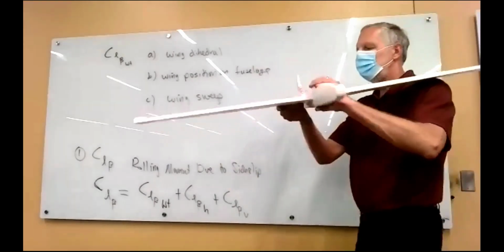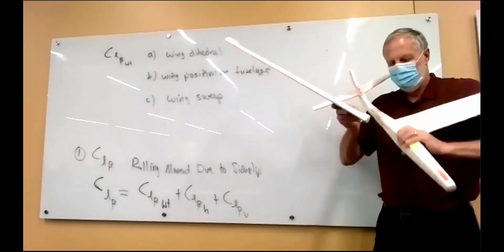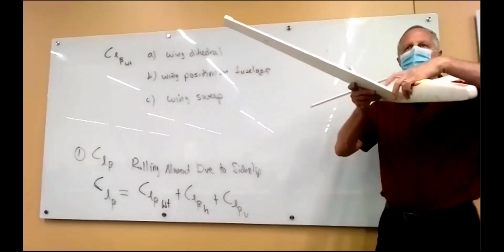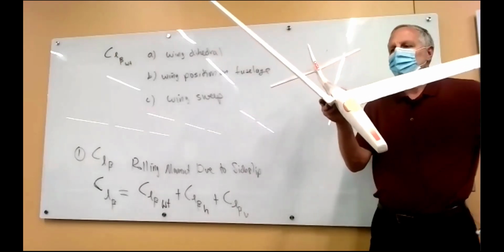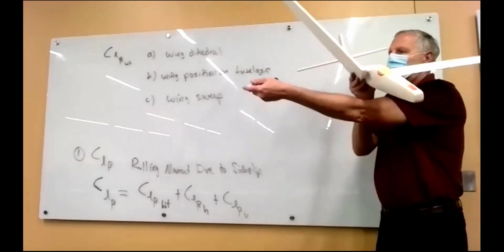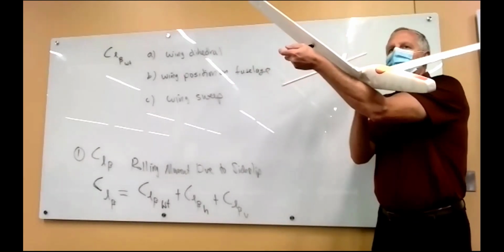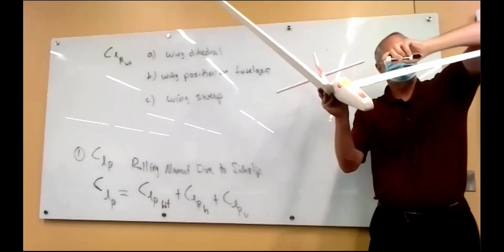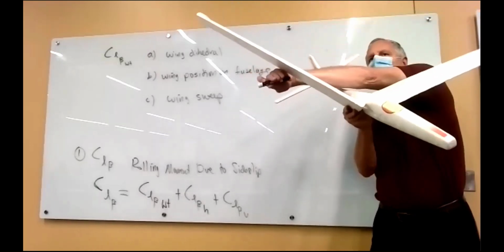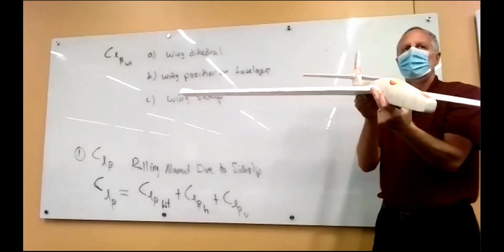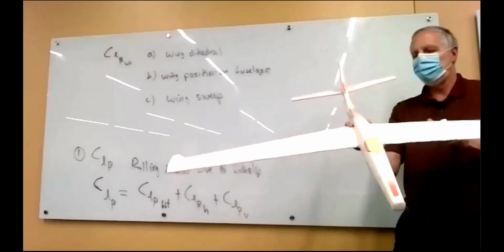All right, so dihedral is the wings having an angle like this. And this is the main reason why you would do this: once I get this held right, if you have a component of the air coming in from this side, you can see how it's going to hit this wing and generate more lift on the right wing and less lift on the left wing, and the airplane's going to roll like that. If you have no angle, no dihedral, then you're not going to get that effect.